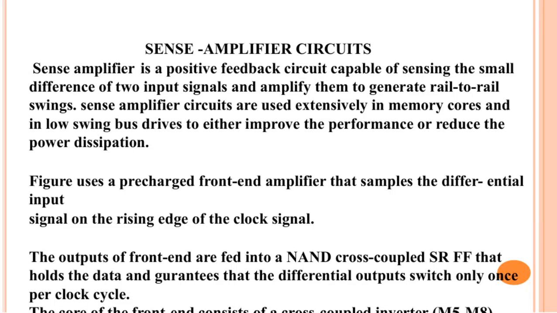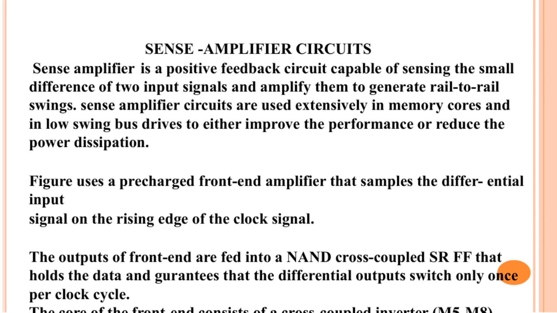Here, we're looking at sense amplifier circuits, which play a crucial role in detecting and amplifying very small differences between 2 input signals. Essentially, they use positive feedback to boost these tiny differences, turning them into full-scale output swings that go from rail to rail. This makes them indispensable in areas like memory cores and low-swing bus drivers, where either performance needs to be enhanced or power consumption minimized.